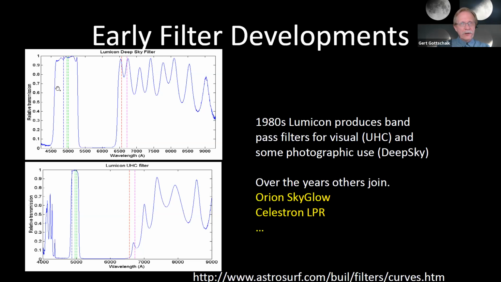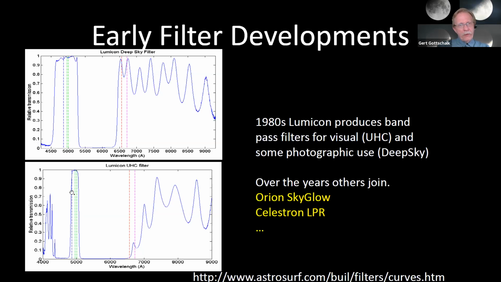And they could be wider, like this one here, the Lumicon Deep Sky filter, and that could be used for visual observation because your eye needs some light to see something. Or you could have a narrower band pass like this one, where the green here denotes where the hydrogen beta and the oxygen 3 lines would be in the kind of blue greenish part of the spectrum.